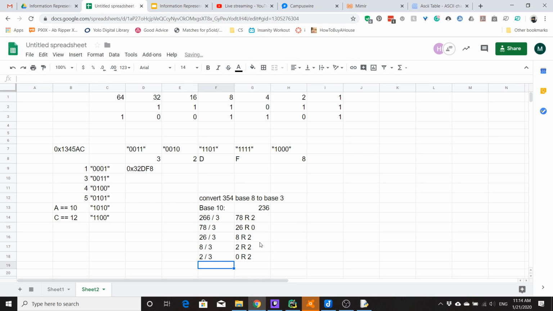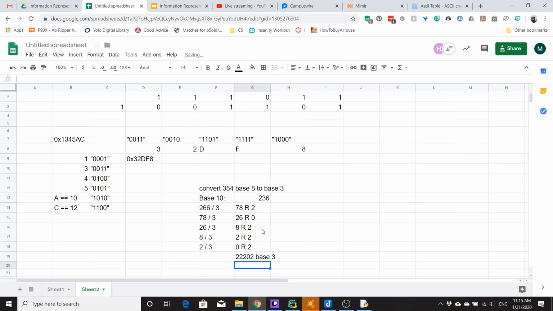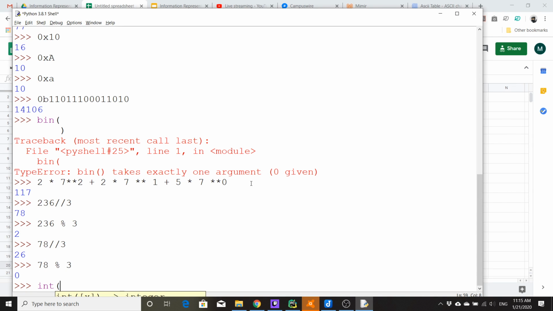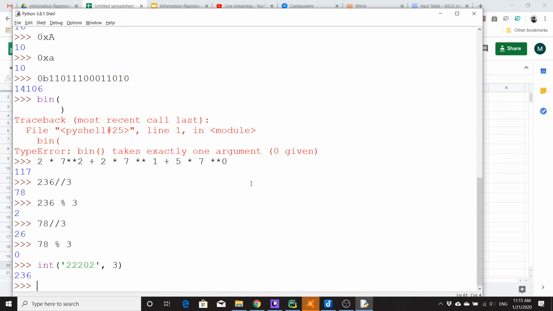So our equivalent answer in base 3 is going to be 22202 base 3. And again, if we want to check, we can do the multiplication back out, and we should hopefully end up with 236. And 22202 base 3 is 236. So we did it right. Any questions on converting one base to another?